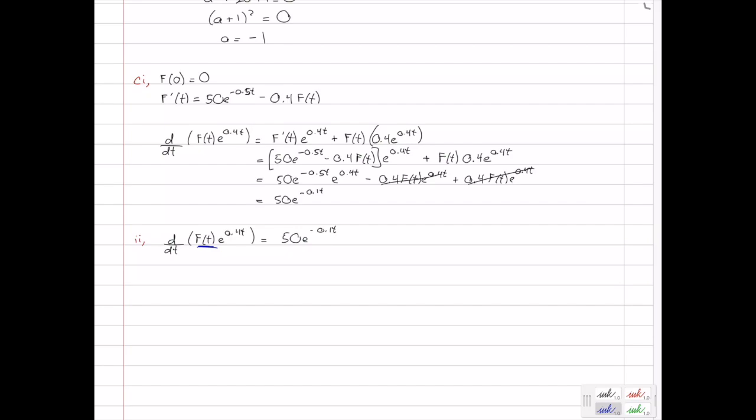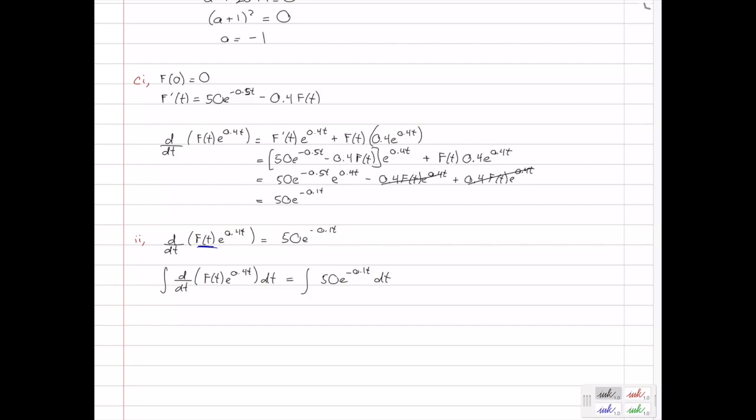So we want to try to eliminate the derivative. How do we eliminate a derivative? Well, we do the opposite operation, the inverse operation, which is to integrate. So we're going to integrate both sides here. So the integral of d/dt of f of t e to the 0.4t dt is going to be equal to the integral of 50 e to the negative 0.1t dt.